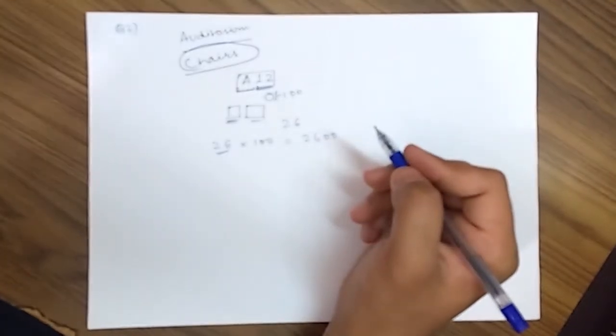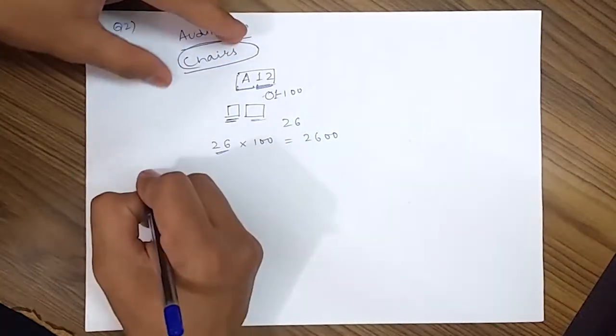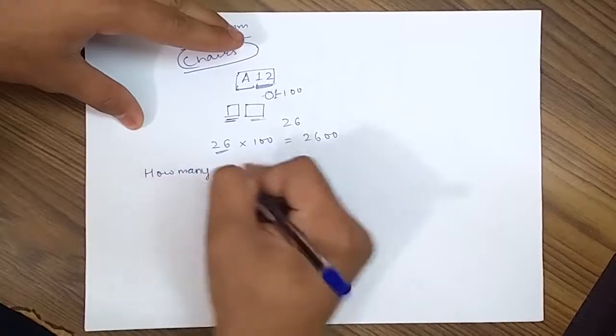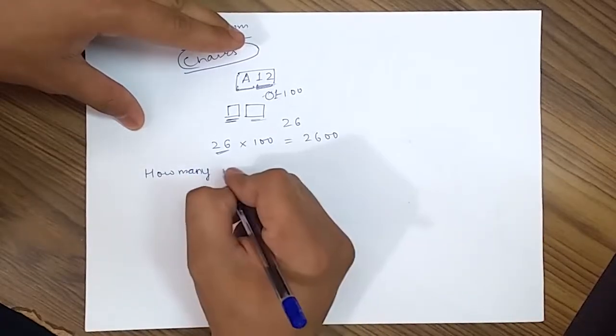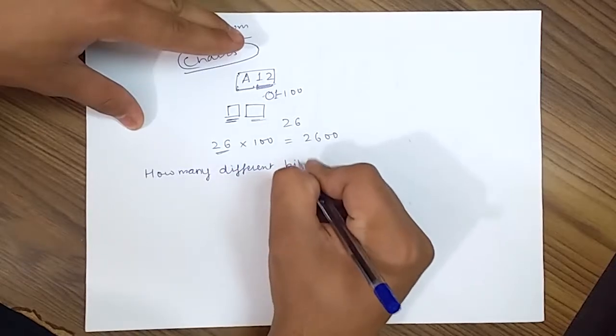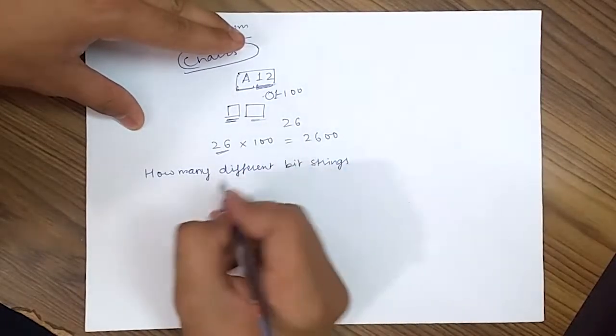Let's look at another simple example. How many different bit strings of length 7 are there?